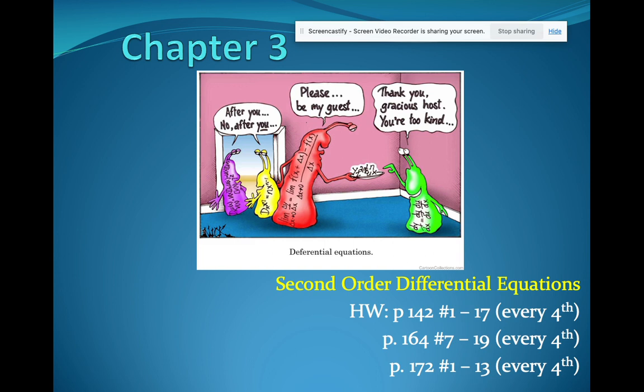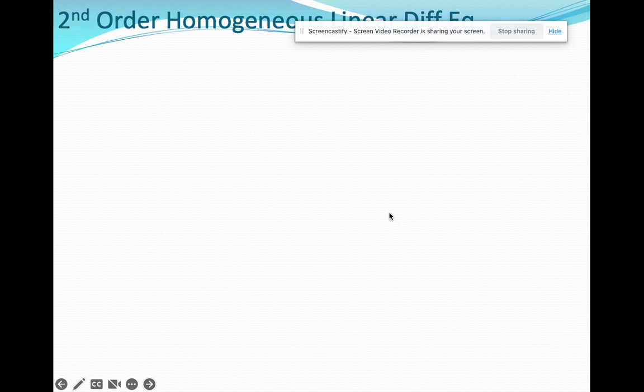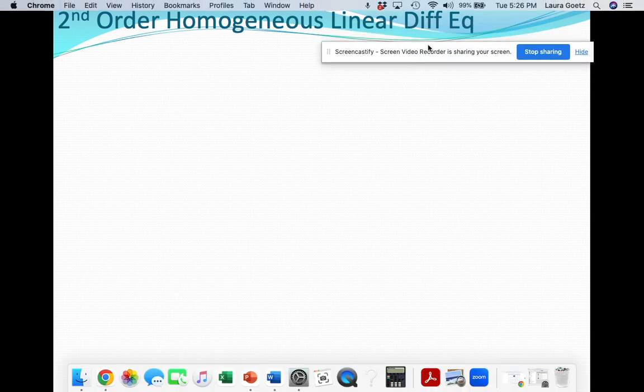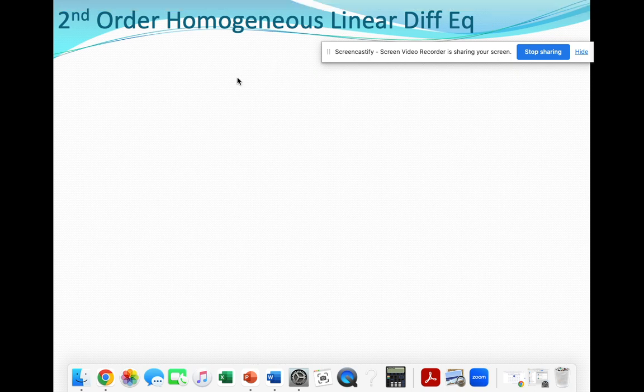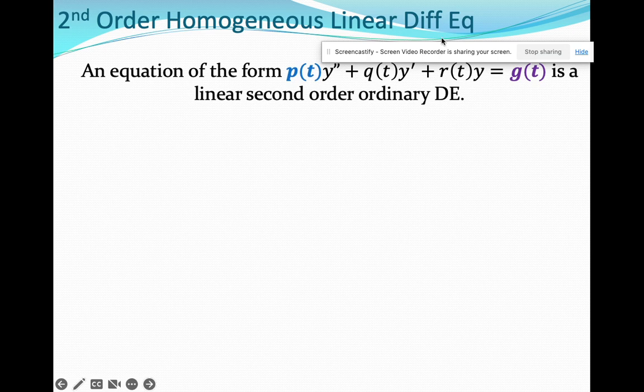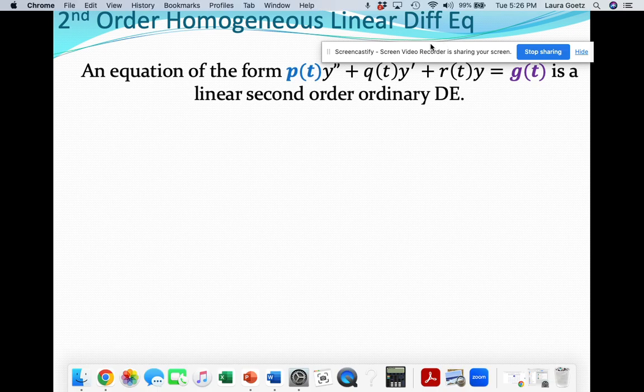All right, so second order homogeneous, I think, linear differential equations. I don't really know the right way to pronounce that. But what is a second order homogeneous linear differential equation? That's a mouthful, right? Well, firstly, this is not one.